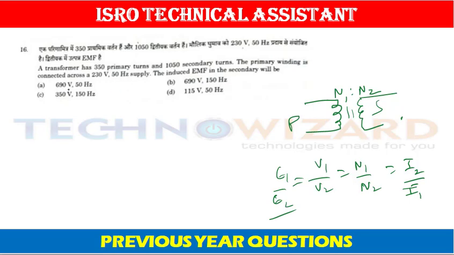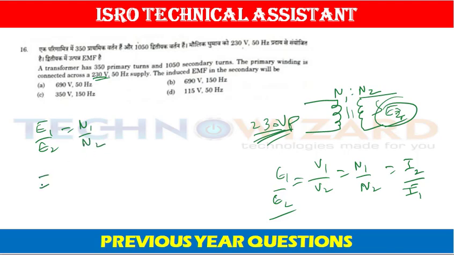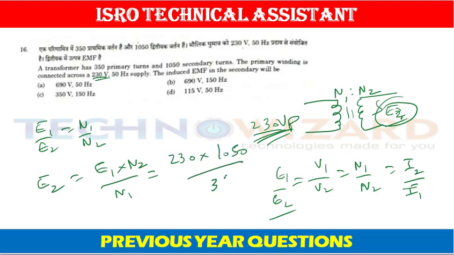They have said the primary winding is connected to 230 volt. This is 230 volt. Okay, they have said to find the induced EMF, that is E2. Okay, you have to find E2. E1 is given as 230. So I can put the formula here. E1 upon E2 is equal to N1 upon N2. Okay, we have to find E2. Then E2 is equal to E1 into N2 upon N1. E1 is given as 230 into N2 is given as 1050 upon N1 is given as 350. Okay, on solving this you will get 690 volt as the correct answer.